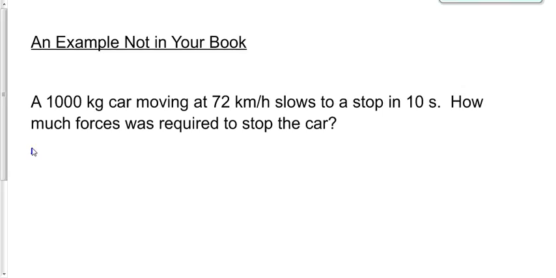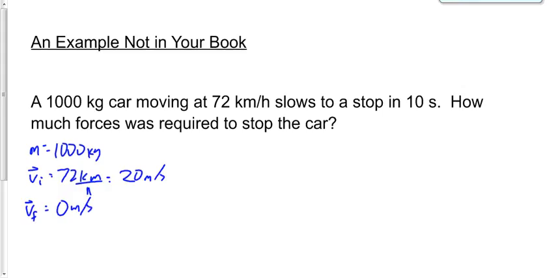Let's say m is equal to 1,000 kilograms. Let's say VI is 72 kilometers per hour, which if you multiply that by 1,000 divided by 3,600, gives me 20 meters per second. We're going to say that VF is equal to 0 because it comes to a stop. Time is 10 seconds. And we're looking for the net force here. How much force is required to stop the car?